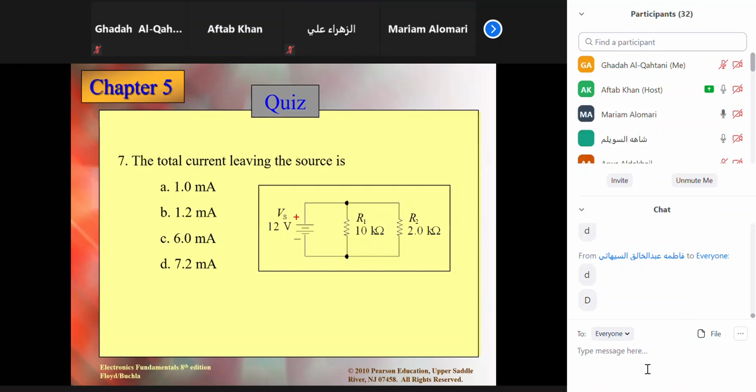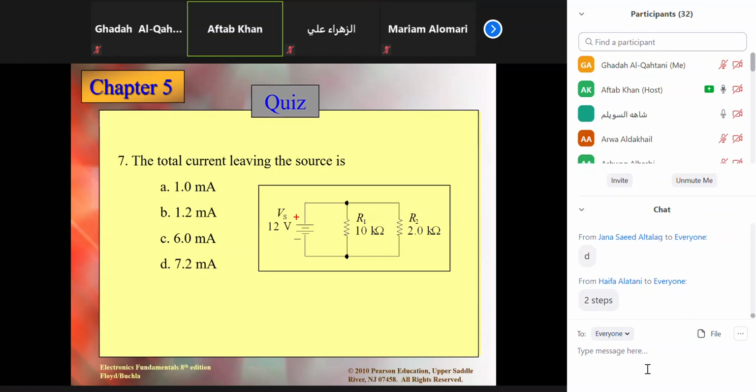By finding the total. Can you hear me? Yeah, I can hear. Okay. First, we do RT. We must find RT. So 10k multiplied by 2k over 10k plus 2k. Yes, okay, correct. This is our total.